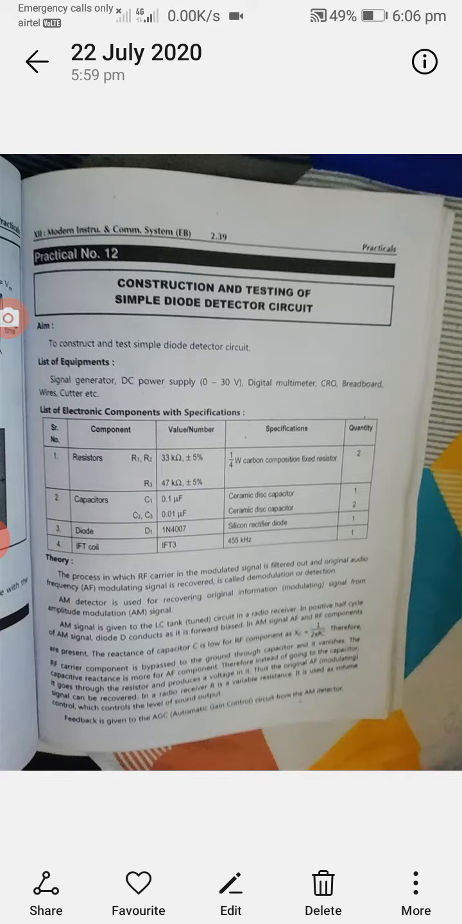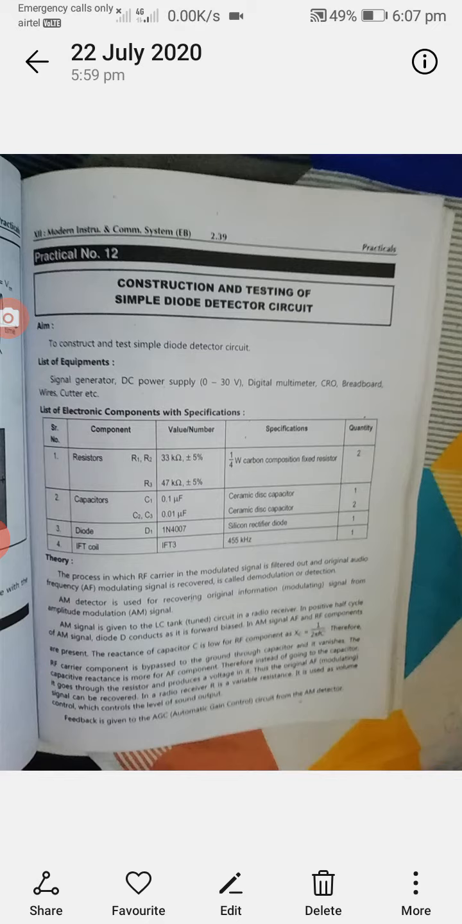Theory regarding this experiment: the process in which the RF (radio frequency) carrier in the modulated signal is filtered out and the original AF (audio frequency) modulating signal is recovered is called demodulation or detection. This process is known as detection or demodulation.